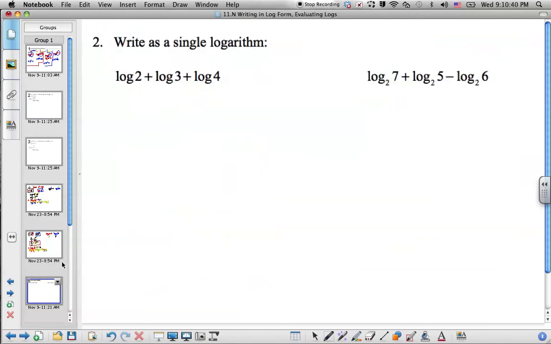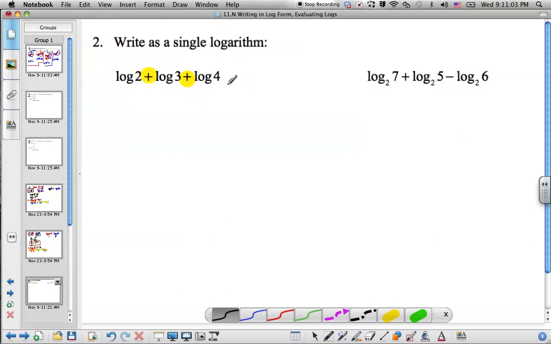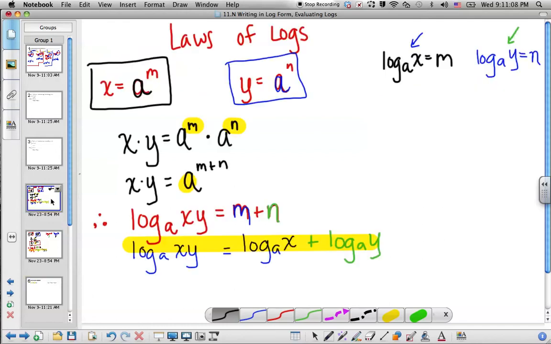This first example says write as a single logarithm. If we notice here, we have a bunch of logs that are added. We can look back at our slides and try to figure out, what do we do when we are adding logs of all the same base? All of these logs have a base of 10. They're not written because we assume that you know that they're there. But since they all have the same base, we should be able to combine them. And here before, we said if we have the same base and we are adding logs, we can multiply our values, x and y. So let's go back.